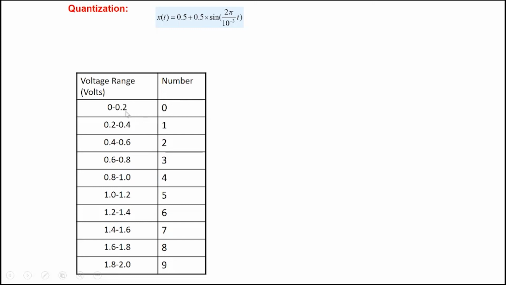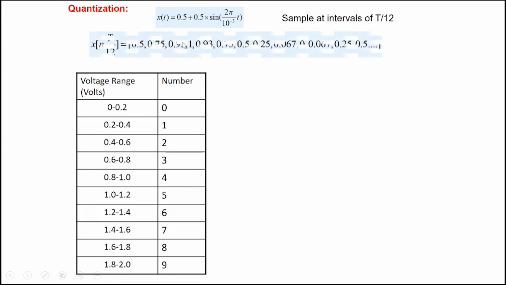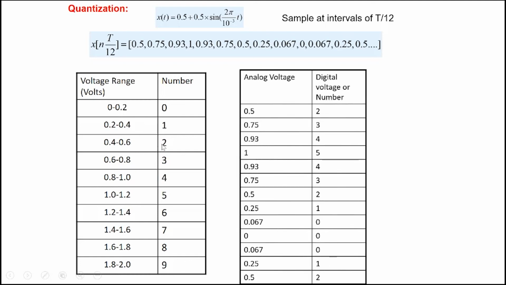We quantized the whole thing in a 1-digit quantizer. We quantized into 10 intervals. The first interval is 0 to 0.2 and so on, and the final interval is 1.8 to 2. After sampling, this is the signal that we obtained, and now this is what the quantizer will do. Depending on the value, for example, if I see 0.5, and 0.5 lies between 0.4 and 0.6, we will assign a digit 2. So 0.5 will be assigned a digit 2.